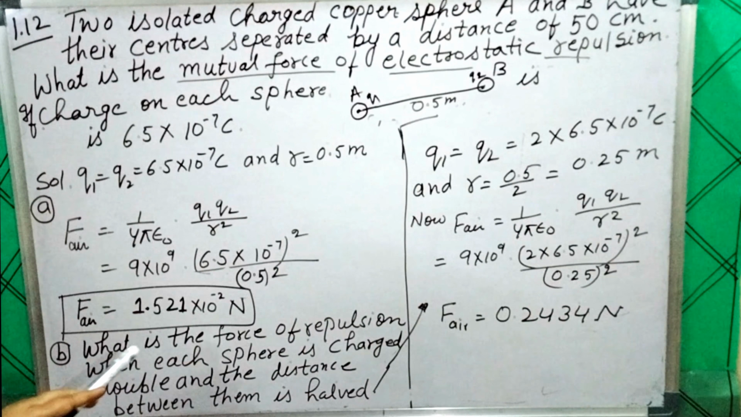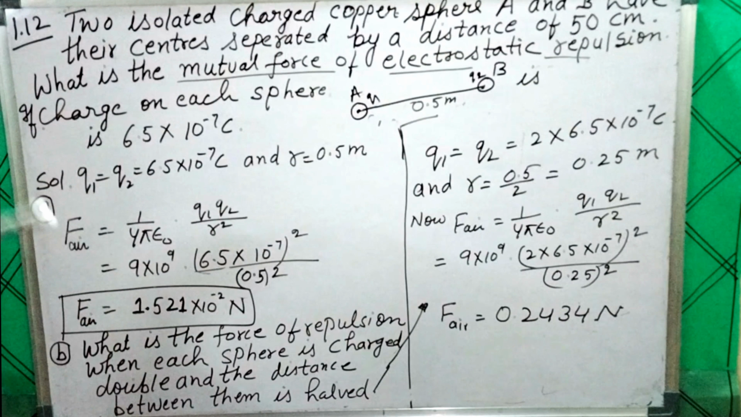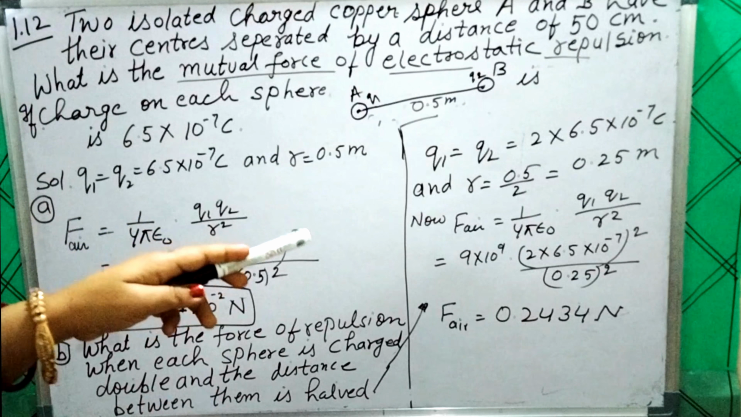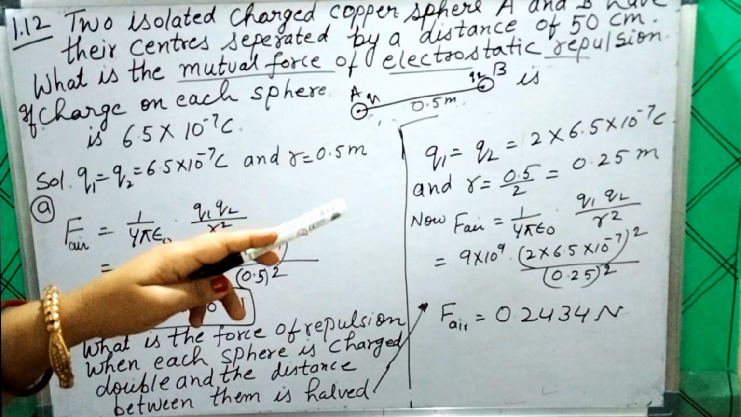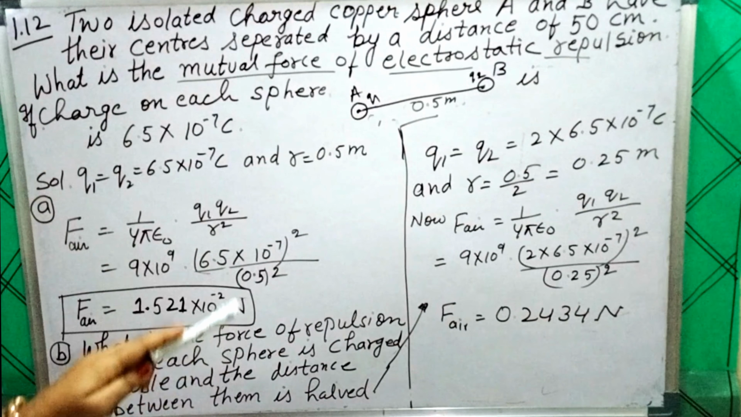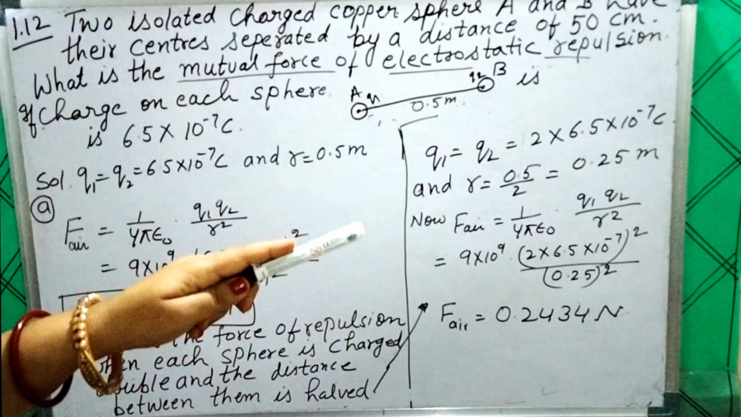Second part is, what is the force of repulsion when each sphere is charged double and the distance between them is halved? So here the charge on each sphere is getting doubled. So Q1 is equal to Q2 is equal to 2 into 6.5 into 10 to the power minus 7 coulomb, and r, the distance between them, is halved. So r is equal to 0.5 by 2 is equal to 0.25 meter.